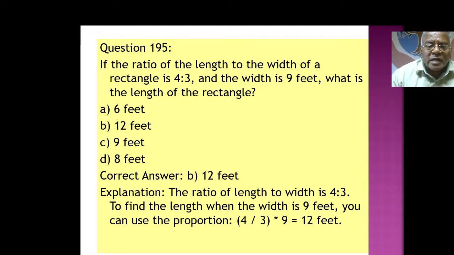The ratio of length to width is 4:3. To find the length when the width is 9 feet.